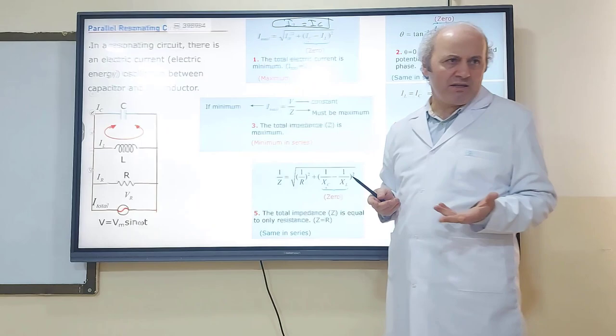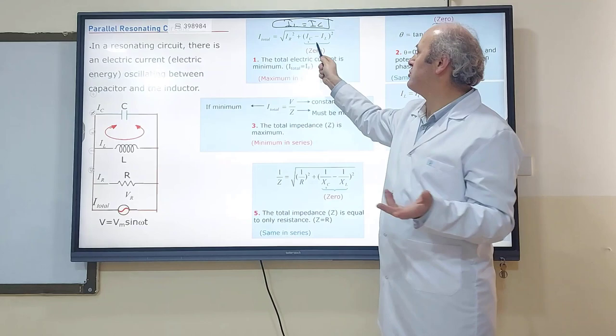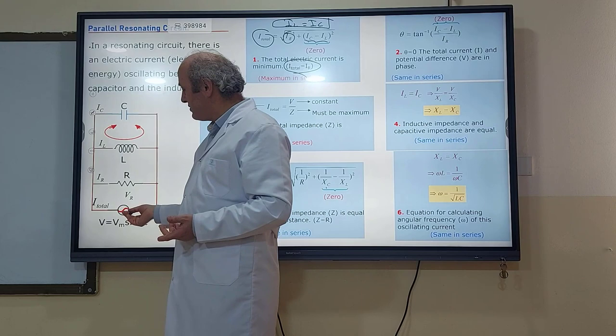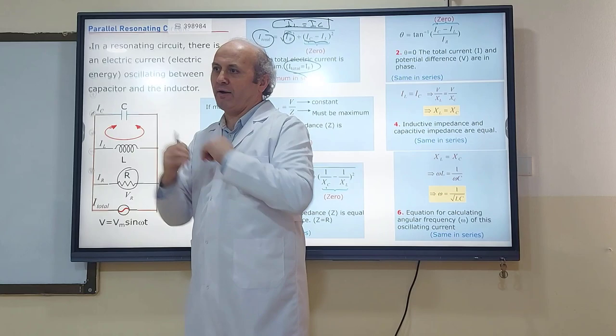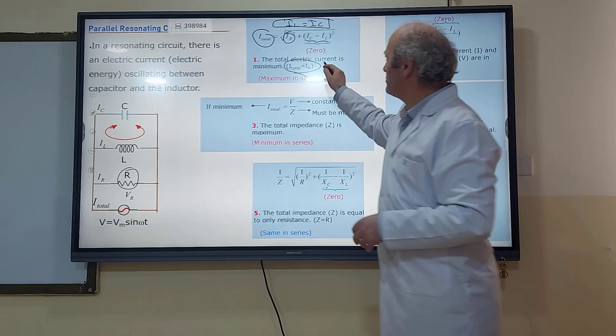First, if IL is equal to IC, or IC is equal to IL, in the total electric current equation, the second term is zero. Then the total electric current is only the resistance current. That is, electric current is provided from this generator to only the resistor, because they don't need it. They continually give electric current to each other. Take, give. They're doing it like this, so they don't demand an electric current from the generator. On that, one of them is that electric current is minimum, because the second term is minimum, so electric current is minimum.